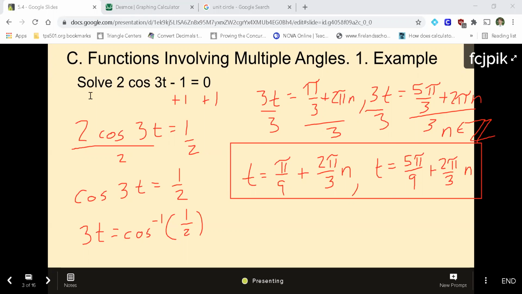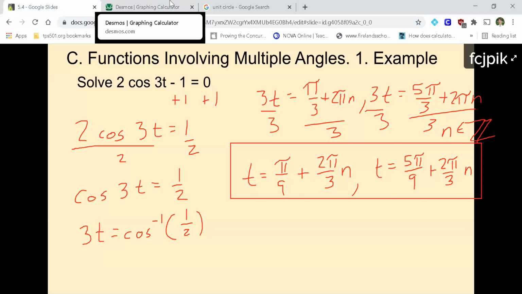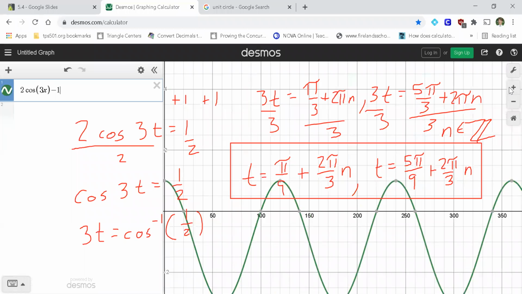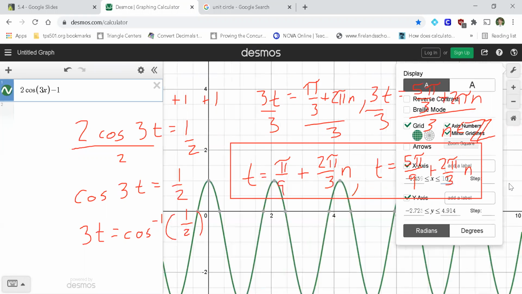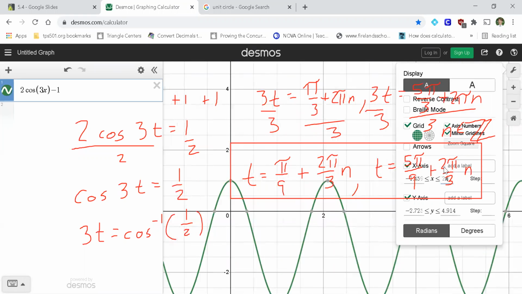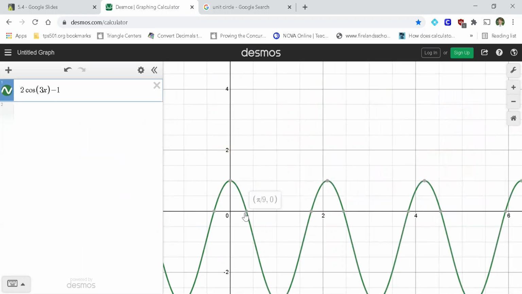And then as per usual, it's always a great idea when you're doing these problems to check your answer with the calculator. So if we type in 2 cosine of 3x minus 1, let's change this back to radians. Let's go 2 pi. You can see that we have answers at pi over 9, 5 pi over 9, and then if you add 2 pi over 3, 7 pi over 9, and 11 pi over 9.